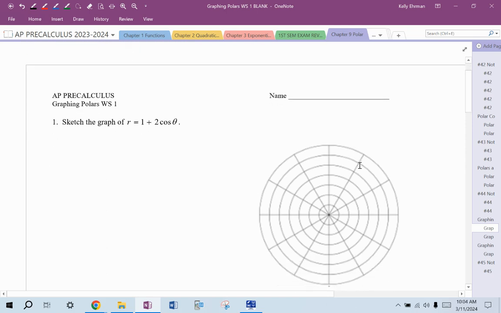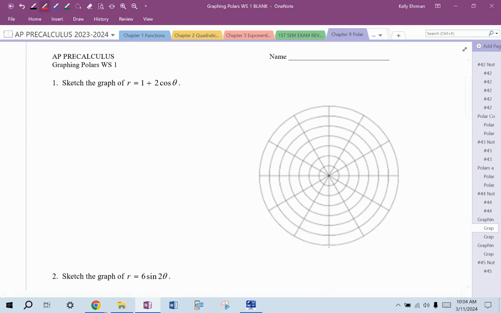All right, so we have 4 graphs for homework. And I just want to remind you of what we did in our notes. Based on which trig function you see, it's a good idea to write out what the nice values are that you should be plugging into your table.